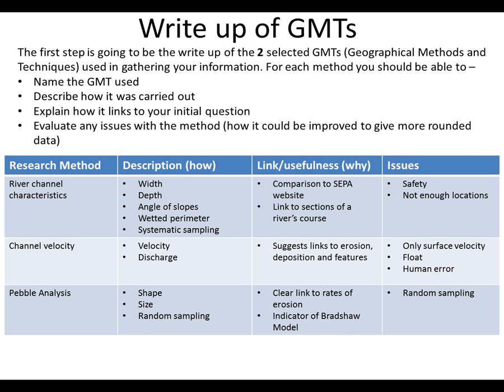Right, write up GMT. This is what we should now be finishing. 3 I want you to focus on: river channel characteristics. This gets linked together as 1 GMT, so it's fairly easy when talking about particularly width and depth to get 3 marks for that, because we actually did quite a lot. Channel velocity: how did we find out that one? Talk about the distance measured, the speed, the calculation that you have to do, speed, distance, time, to find out the velocity. And then pebble analysis: again, what did we do, why did we do it, and were there any issues with it? So this table is really helpful for you writing this out.